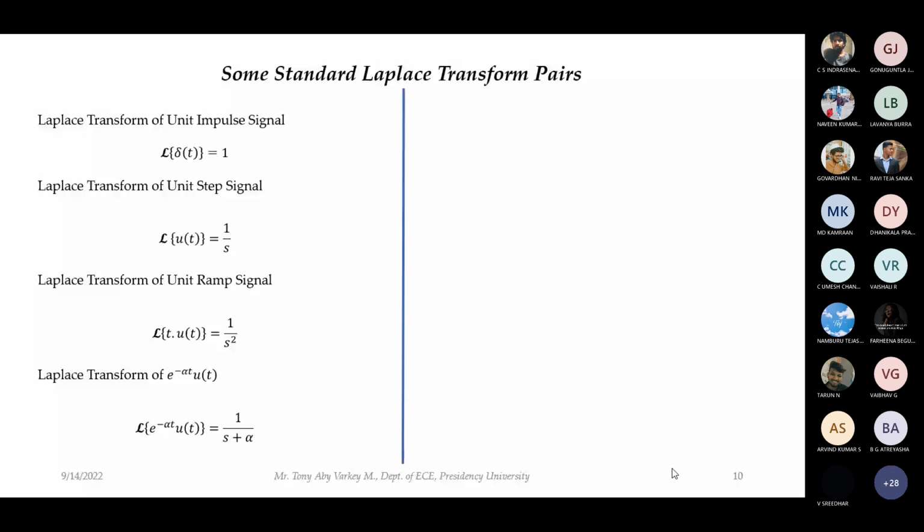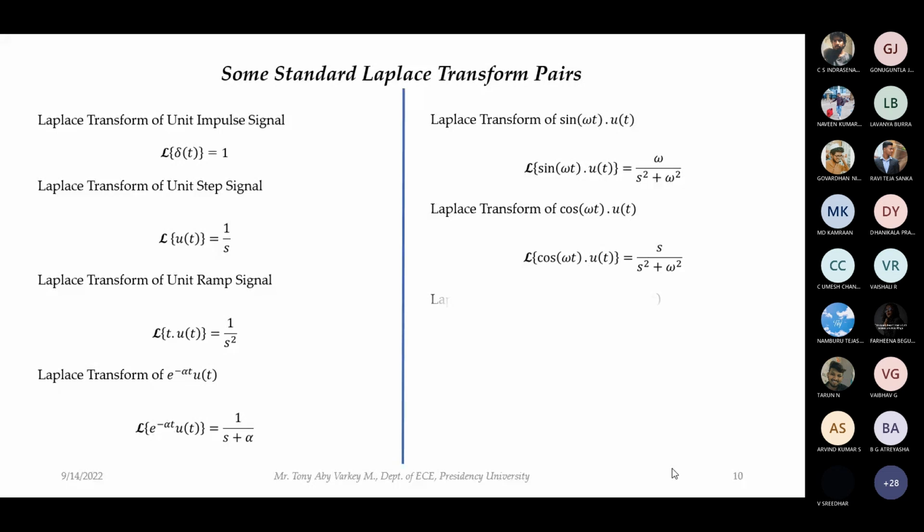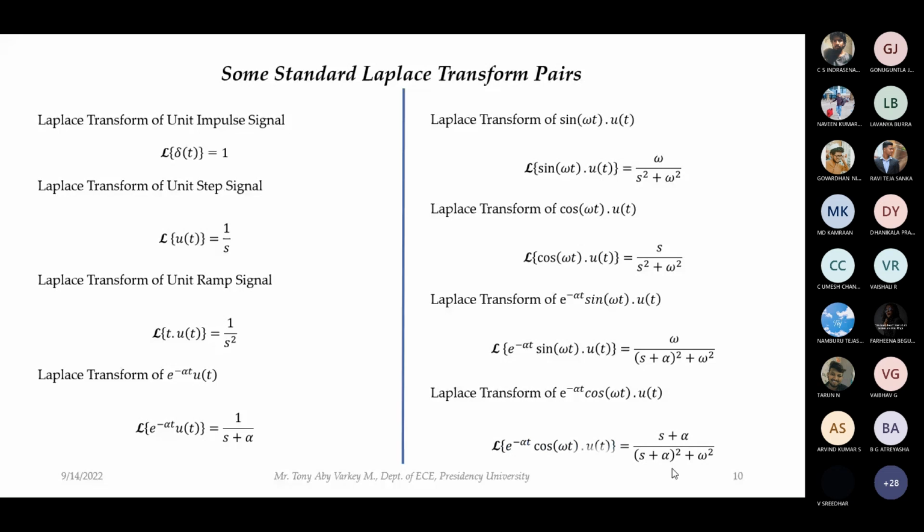Then some other standard pairs are these. Laplace transform of sine omega t u of t is omega by s square plus omega square. Laplace transform of cos omega t u of t is s by s square plus omega square. Laplace transform of e to the power minus alpha t sine omega t u of t is omega by (s plus alpha) the whole square plus omega square. So all these things please remember. This many standard Laplace transform formulas you should remember.